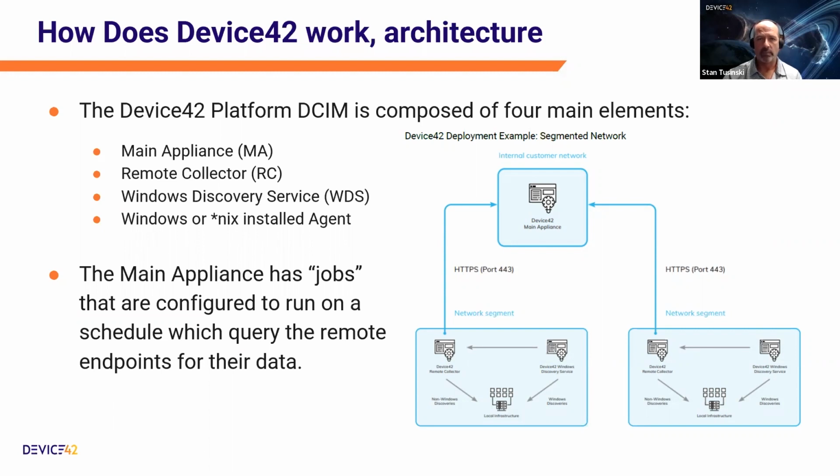The main appliance has jobs that are configured to run on a schedule, which query the remote endpoints for their data. You can see in this diagram on the right-hand side, there's the main appliance. Then down below there are two illustrations of network segments. They're both identical. You can see there's the Device42 remote collector. There's also the Device42 Windows Discovery Service, and those are both querying the data of the local infrastructure. All of that information is passed from the remote collector via HTTPS port 443 to the main appliance. So it's all secure, and it's a single port that you have to enable on your firewall.